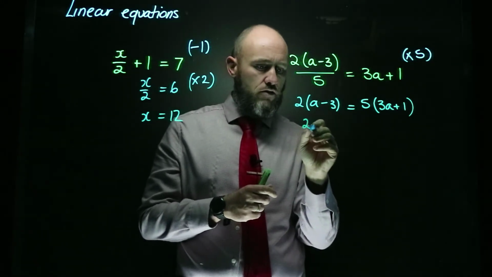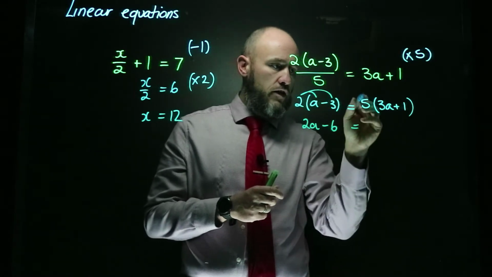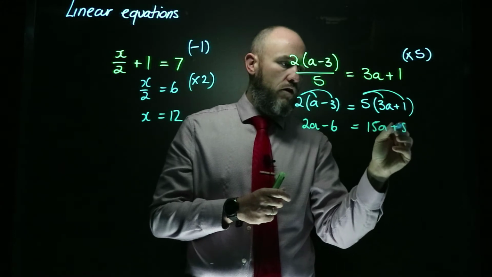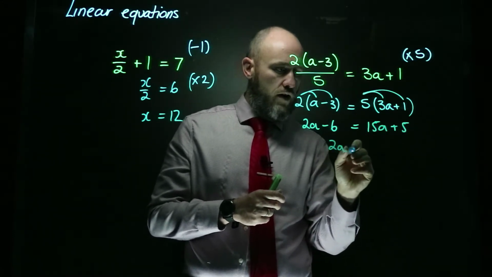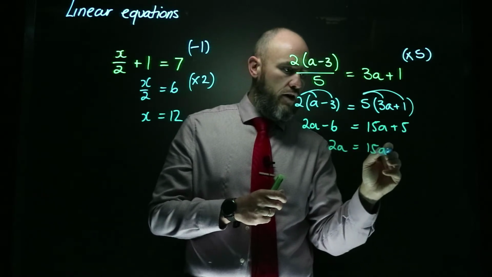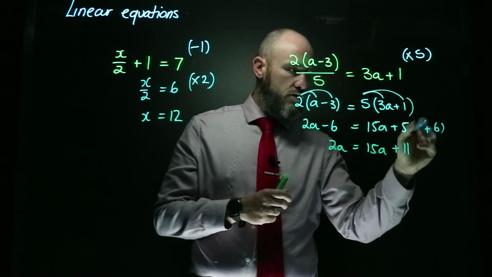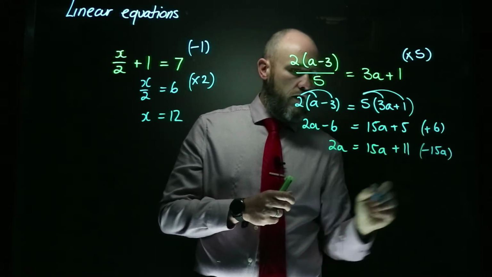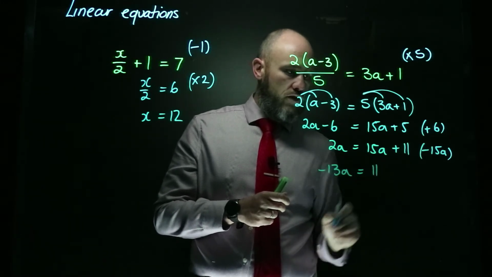So here we end up with 2a minus 6, that's this expansion, and here we end up with 15a plus 5. Then I'm going to add 6 to both sides. 2a is equal to 15a plus 11. I'll just write that down, plus 6. And then I'm going to subtract 15a. And I'm left with negative 13a is equal to 11.